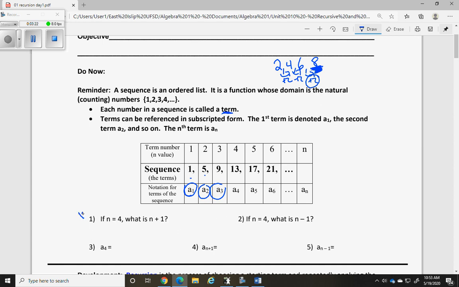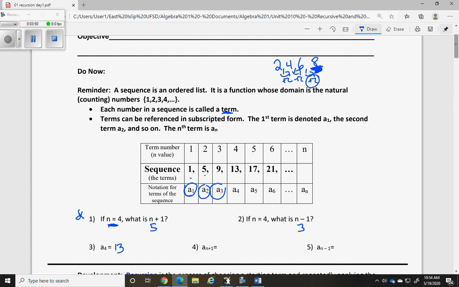So number 1, if n equals 4, what is n plus 1? Wouldn't that be a 5? If n is 4, what is n minus 1? Wouldn't that be a 3? So they can ask me what a sub 4 is, and I'd say 13. But then if they ask me what is a sub n plus 1, where we already know that n is 4, they're really asking me for a sub 5.